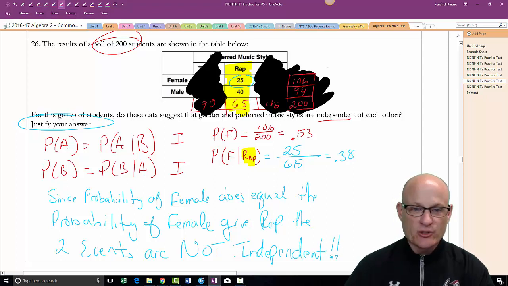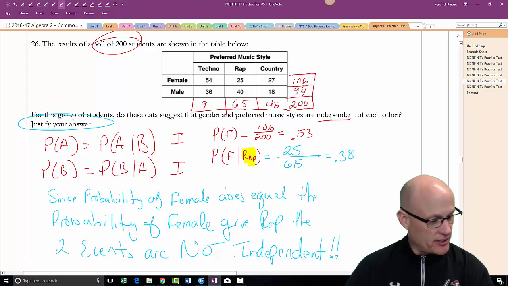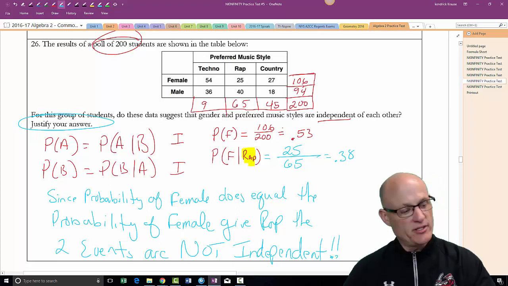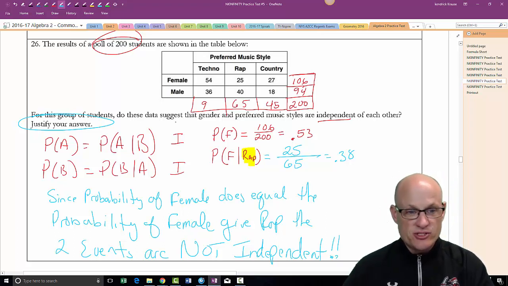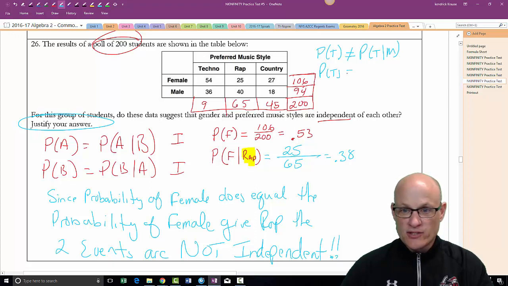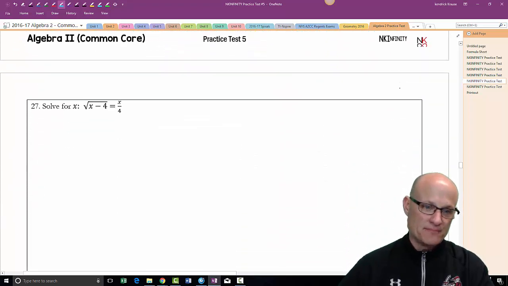Now you could have picked anything. You could have picked male and country. You know what's funny is Miss Newman did this answer key and she picked female and rap too. You can use any one of these at all. You could show that the probability of techno does not equal the probability of techno given male, or the probability of techno does not equal the probability of techno given female. Anything. If they're independent, they're going to be equal. So you have a lot of choices on that one.